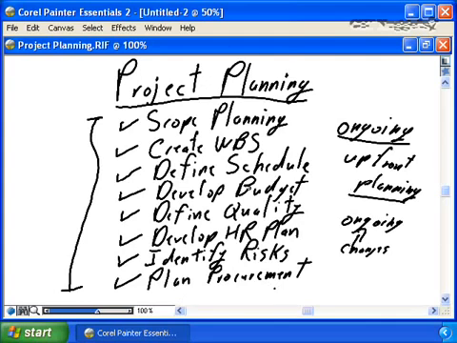So again, project planning is critical. You need to have effective project plans in place to manage the project, and you need to have effective project planning in place ongoing to deal with each and every change that comes up as part of routine project delivery.